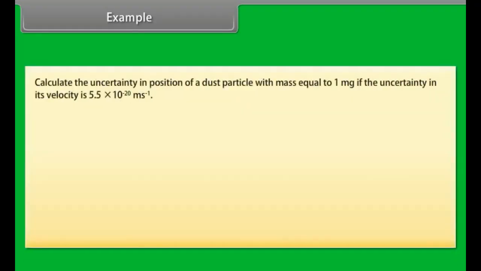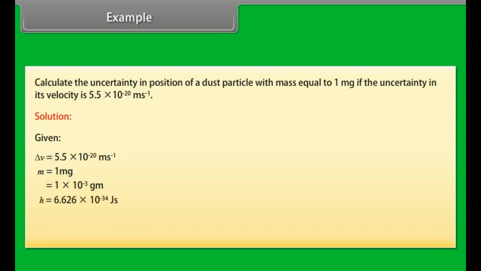Example: calculate the uncertainty in position of a dust particle with mass equal to 1 mg if the uncertainty in its velocity is 5.5 into 10 raised to the power minus 20 meter per second. Solution: given delta v is equal to 5.5 into 10 raised to the power minus 20 meter per second. m is equal to 1 milligram, which is equal to 1 into 10 raised to the power minus 3 gram. h is equal to 6.626 into 10 raised to the power minus 34 joule second. From the formula, delta x into m delta v is greater than or equal to h upon 4 pi.